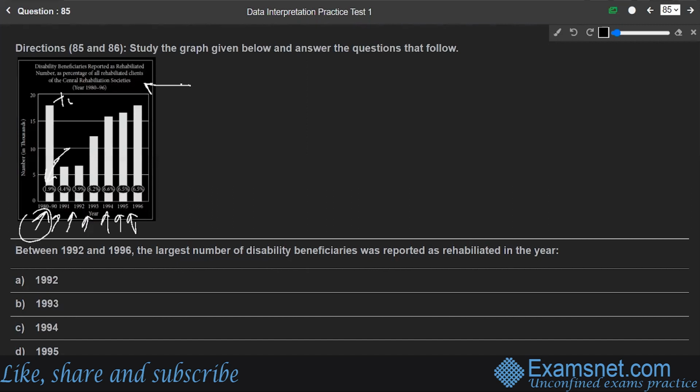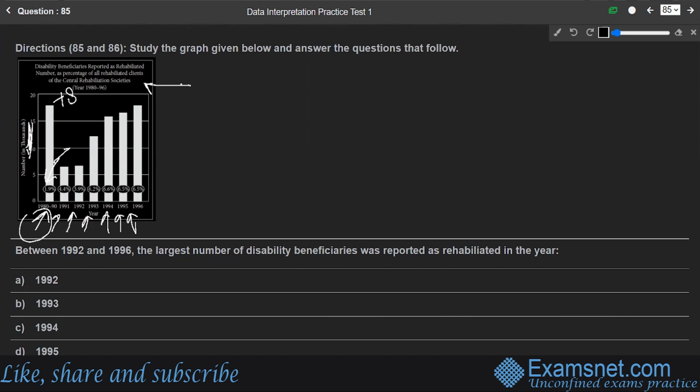So we can assume it to be 18. So what does the data represent? That 1.9% of the total 18,000, because the numbers are in thousands, 1.9% of the total 18 or 19,000 disability beneficiaries have been rehabilitated in that year, in that particular span.